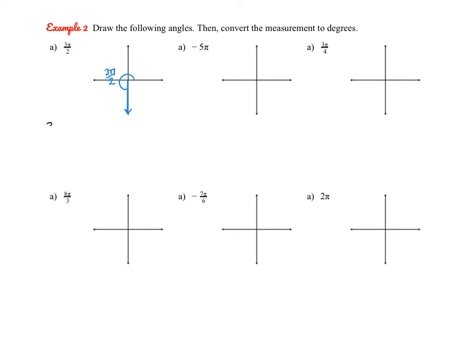And let's convert that from radians, which is what we're in now, to degrees. So we put radians on the bottom and degrees on the top. And then if you multiply across and you simplify, that gives us 270 degrees.